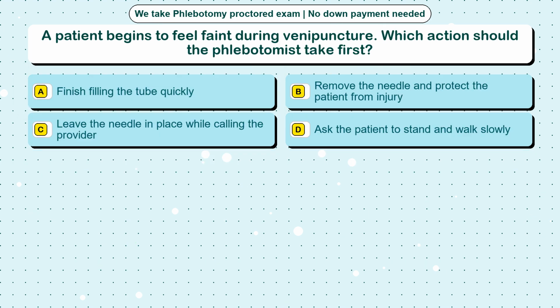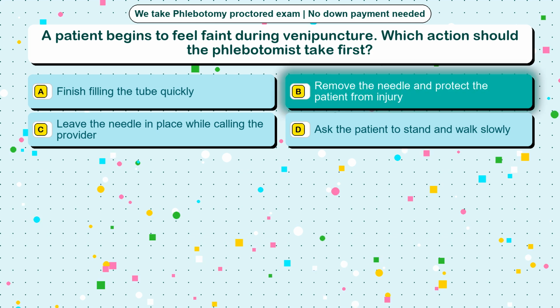Question 72. A patient begins to feel faint during venipuncture. Which action should the phlebotomist take first? Option A. Finish filling the tube quickly. Option B. Remove the needle and protect the patient from injury. Option C. Leave the needle in place while calling the provider. Option D. Ask the patient to stand and walk slowly.